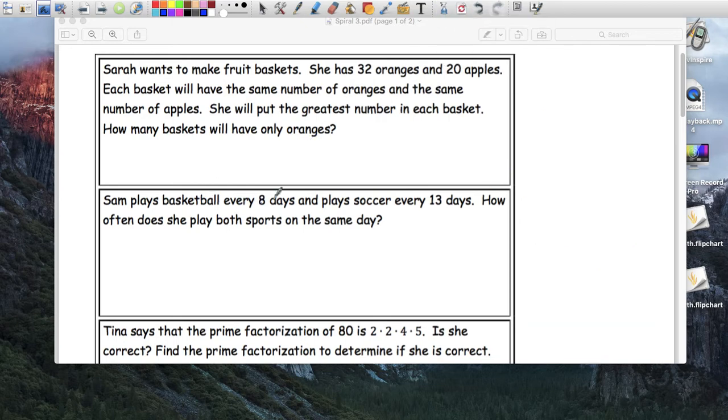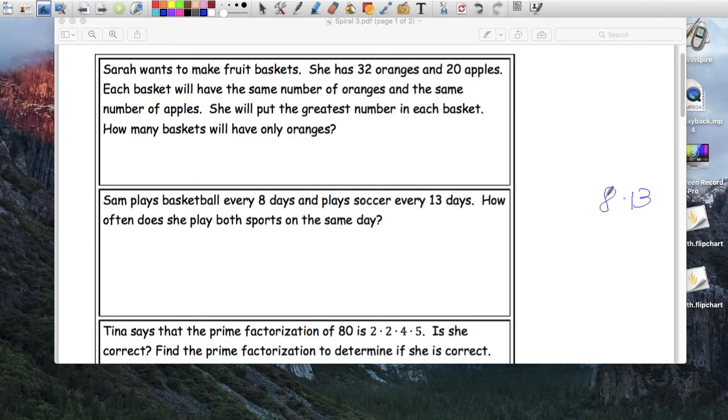Okay. Sam plays basketball every 8 days, and plays soccer every 13 days. How often does she play both sports on the same day? So imagine if she just played soccer and basketball today, how many days from now will she play both sports again? Because obviously she doesn't play them on the same day all the time. So this is something that repeats over and over and over again, and we want to see when it meets in the future. So this is an LCM problem.